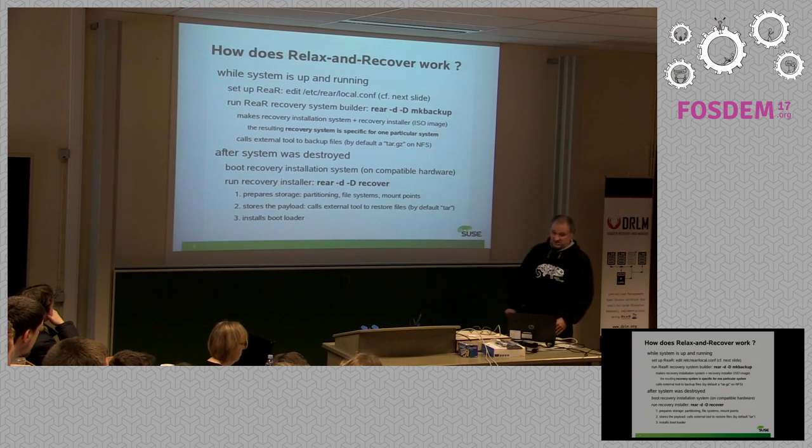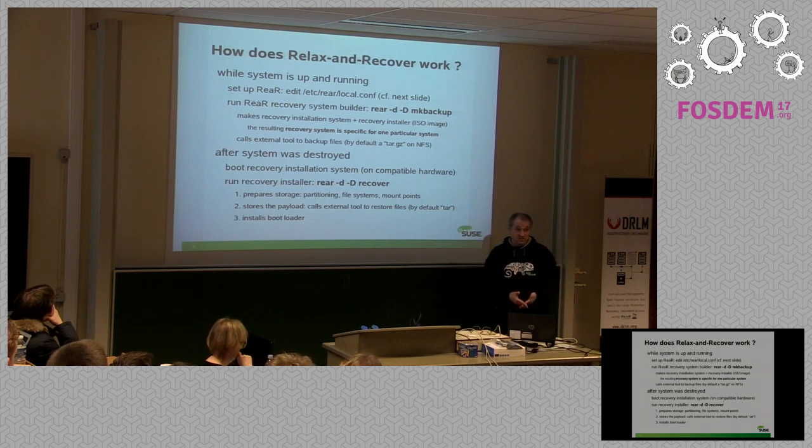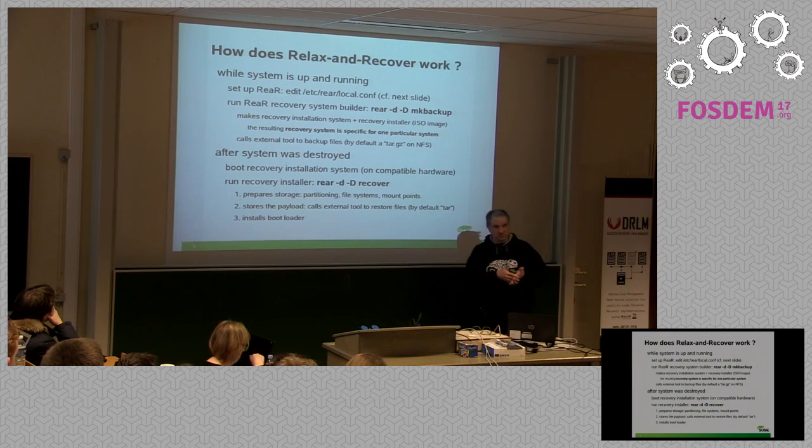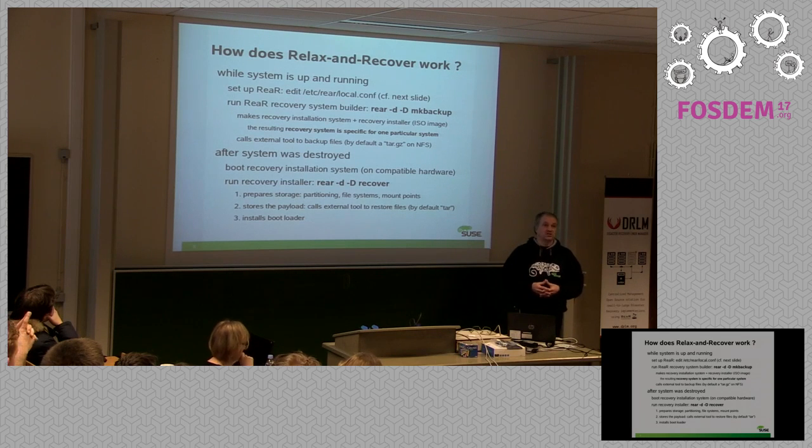How does it work? It's the same as before. There are two commands. The one command is called rear mkbackup, and it does two things. It makes an installation system, the rear recovery installation system, and it calls a tool, by default tar, to make a backup. I have to say something about the step before: the recovery system is made as a bootable ISO image. After the system was destroyed, you boot the bootable ISO image, the rear recovery system, on the new hardware, and therein you run the rear recovery installer, which is called rear recover. What does it do? The same as described before. It prepares storage, it restores the backup, it installs a bootloader, and then you are done.